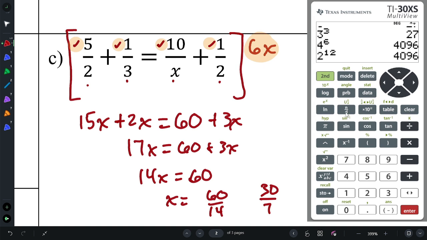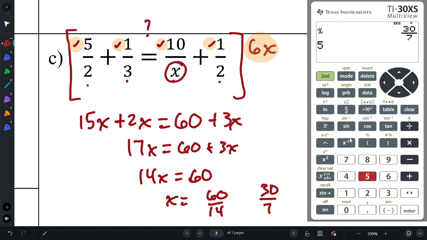So let me check that. I got 60 over the number 14, which reduces to 30/7. Great. Now I'm going to check that answer. I'm going to do so by taking this value and storing it as x. So at this point my calculator believes that x is the number 30/7. If I was to press, hey, what's x, and press enter, it would say that number. So now I'm just going to plug it into the equation right here and make sure that it makes both the left and the right-hand side the same.